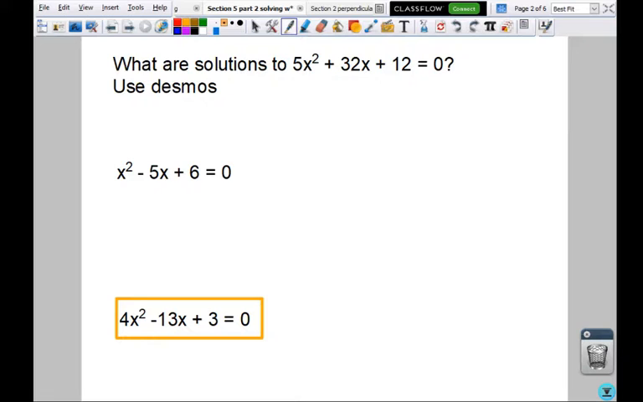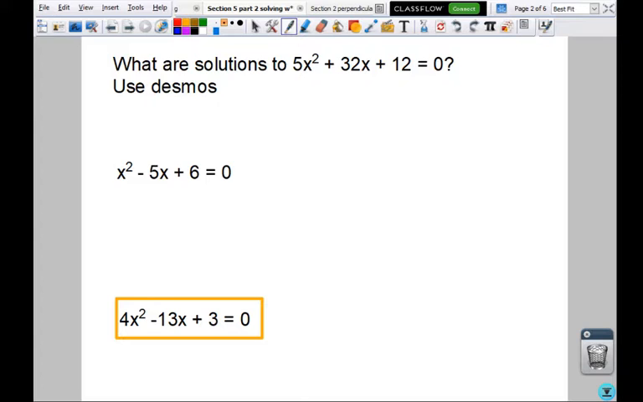Okay, so I'm going to have to type this equation into Desmos here. It was 5x squared, plus 32x, plus 12. And the whole thing equals 0, right? So I'm going to type equals 0, like this.